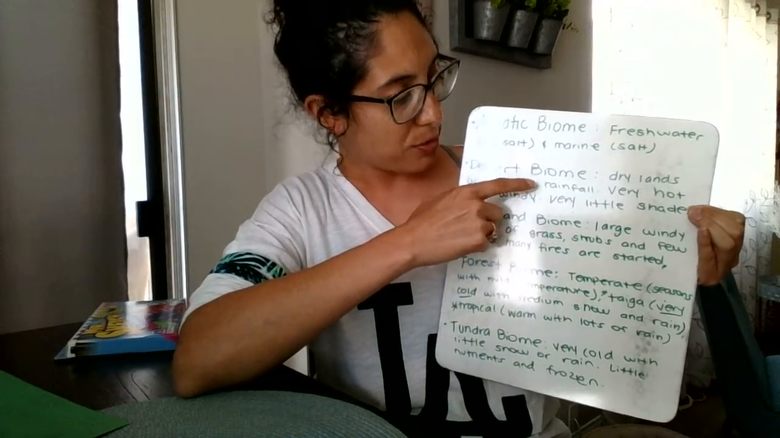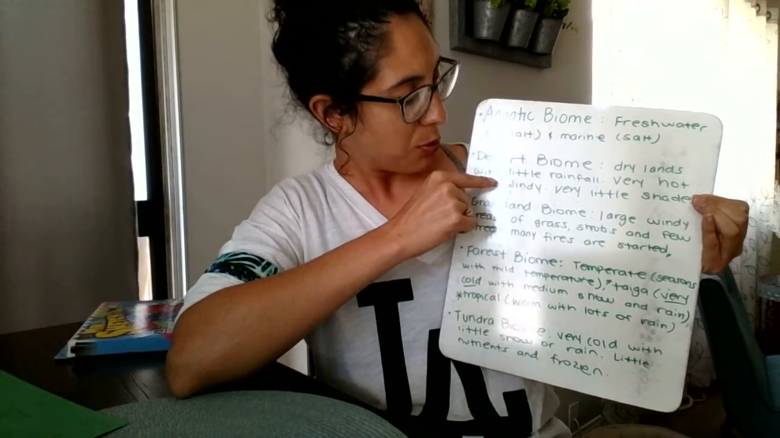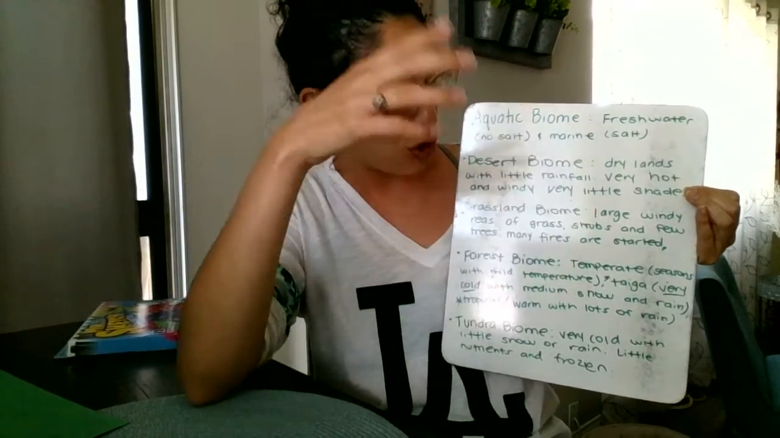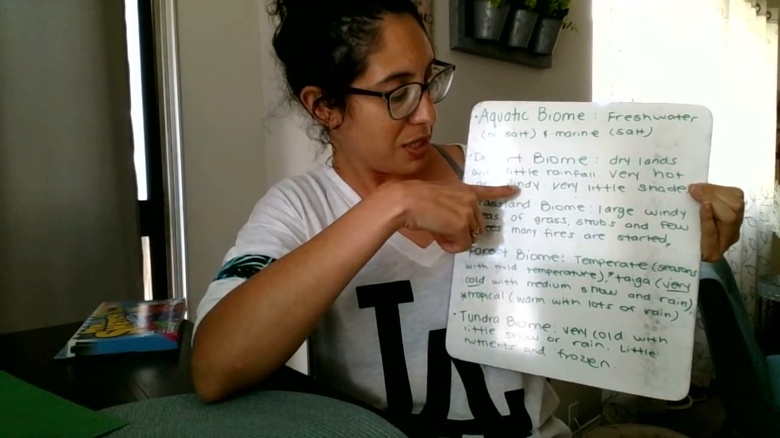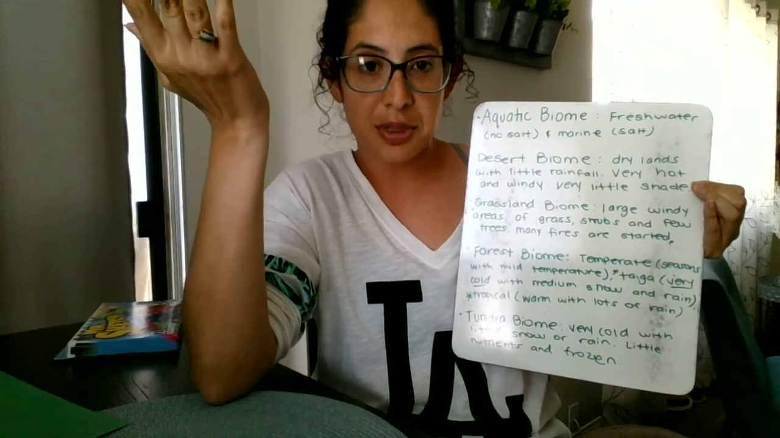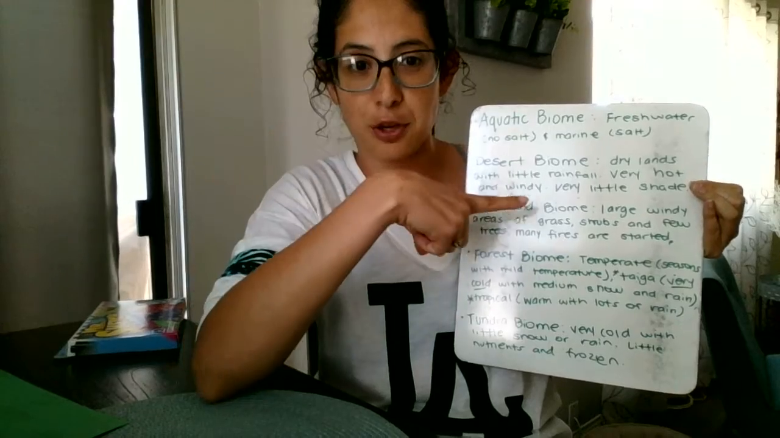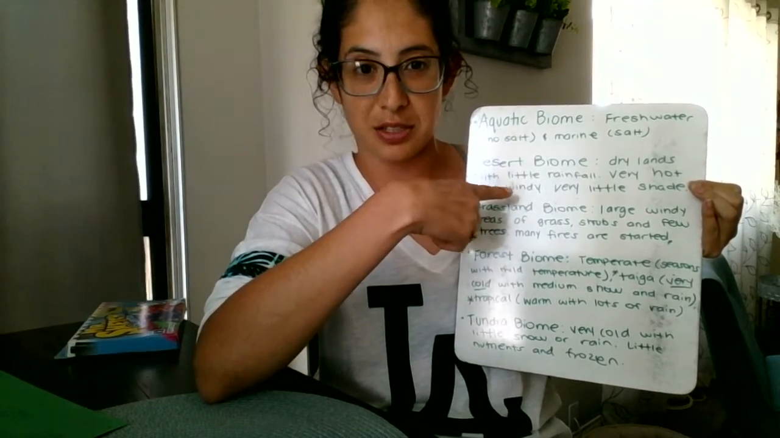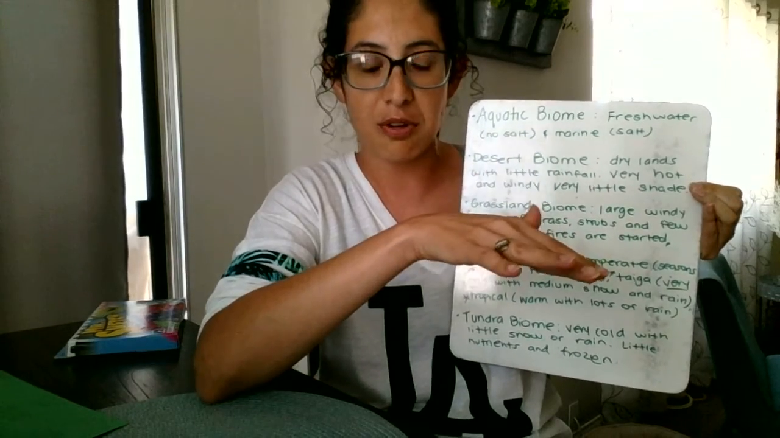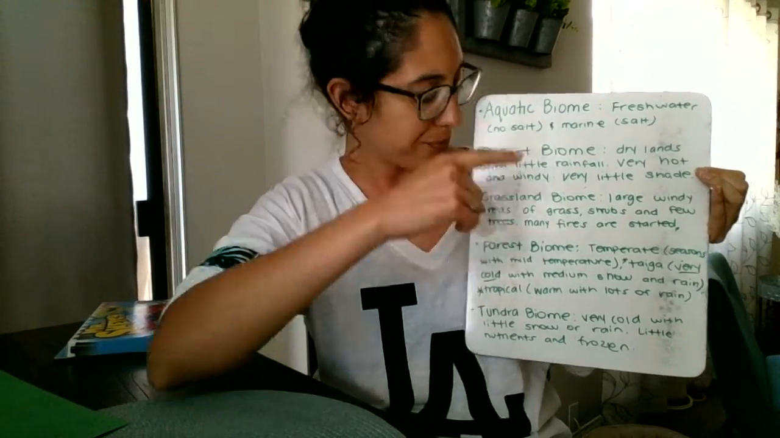So desert biome is very dry land with little rainfall. We know that it doesn't rain much in the desert, and it's super hot and it can be pretty windy there, okay? And there's very little shade. There aren't many trees that grow in the desert, so you have to remember that if your plant is going to live in the desert, okay? It has to be able to survive the heat. It doesn't get a lot of water and there's not a lot of shade.